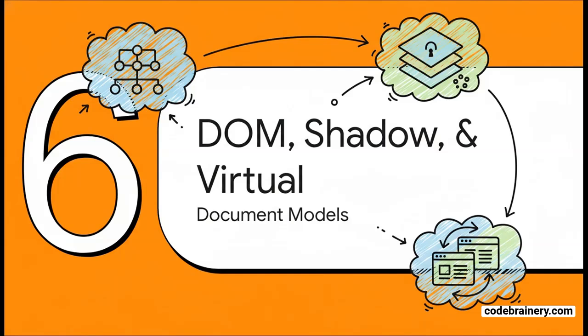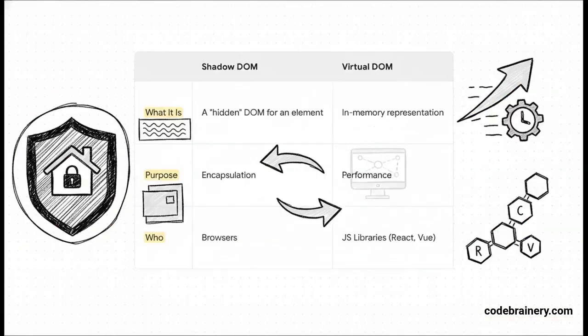Before we wrap up, let's quickly zoom in on that term we've been throwing around, the DOM. It actually has a couple of really important relatives that are key to how the modern web works, the shadow DOM and the virtual DOM. Okay, the key difference here is what they're for. The shadow DOM is a browser technology. It's for encapsulation. It lets you create these self-contained components where the styles and behaviors don't leak out and mess with the rest of the page. The virtual DOM, though, that's a totally different concept used by libraries like React. It's a lightweight copy of the real DOM that's used to figure out the most efficient way to make updates, which gives you a huge performance boost.